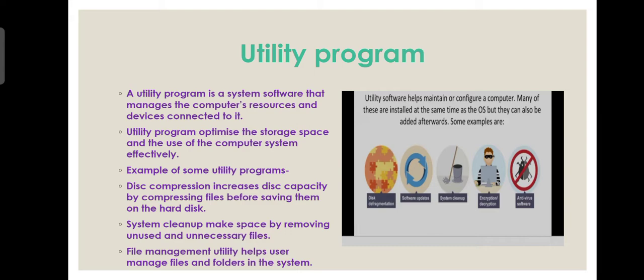Now let's see some examples of utility programs. First, disk compression. So what is disk compression? It increases disk capacity by compressing files before saving them on the hard disk.